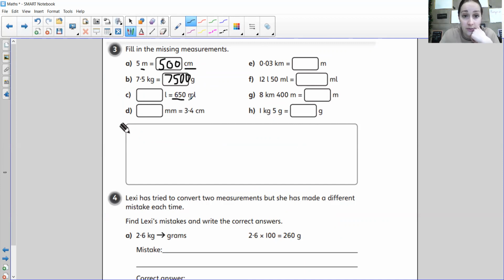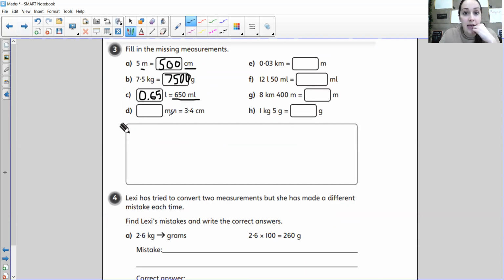1,000. So we need to divide this by 1,000. Now we haven't got 1,000 millilitres, we've got 650. So we haven't got enough for a whole litre. So it's going to be a decimal and there's no whole litres, 0. So it'd be 0.65 of a litre.